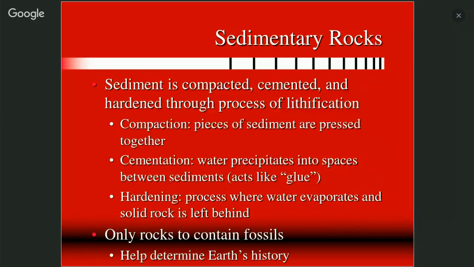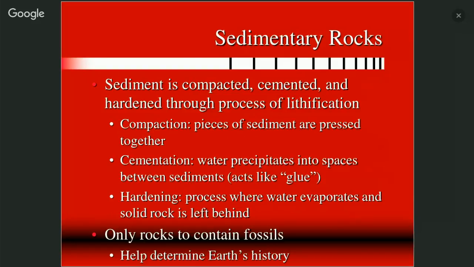So the way that sedimentary rocks are actually formed is your sediment, your pieces of rock, after they've been weathered or eroded, are going to be compacted, cemented, and hardened through that process of lithification. That was the other word that I used. So sedimentary rocks are formed through erosion, weathering, and then the process of lithification. The lithification is the actual forming of the rock. The erosion and the weathering is breaking apart the pieces to make the sediments that lithification will need to actually make the rock.